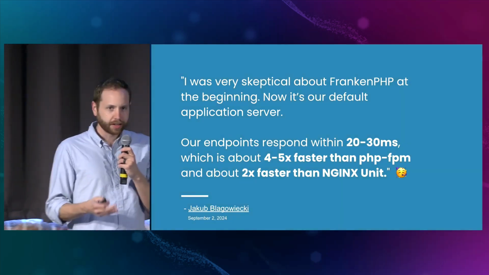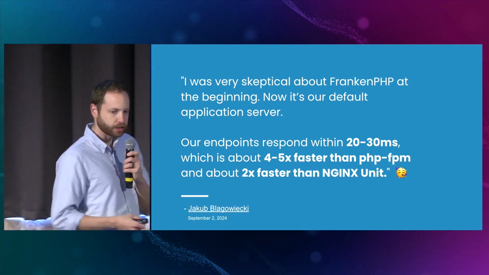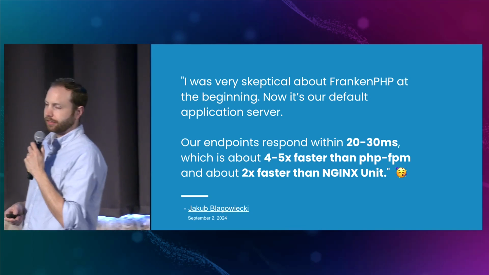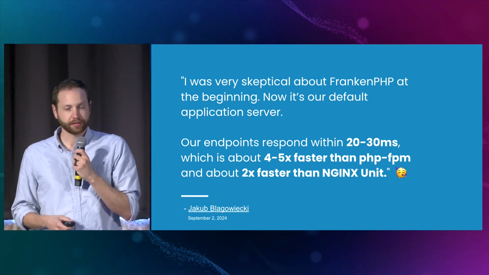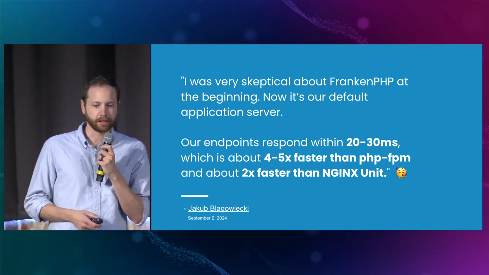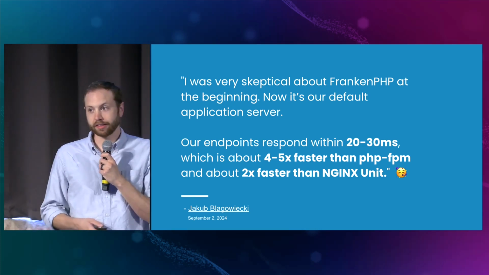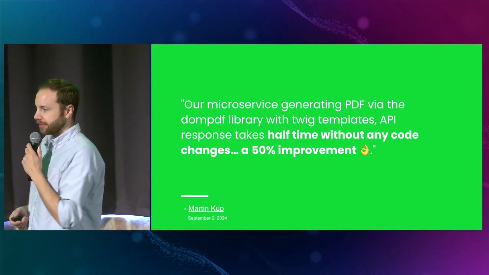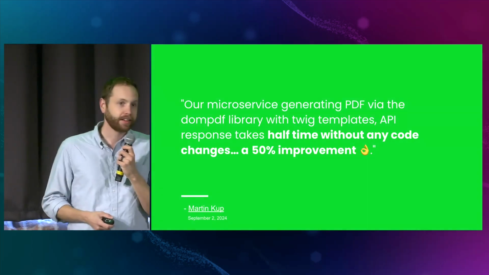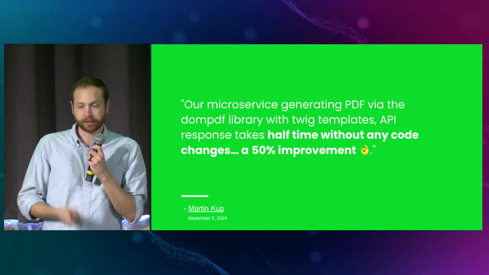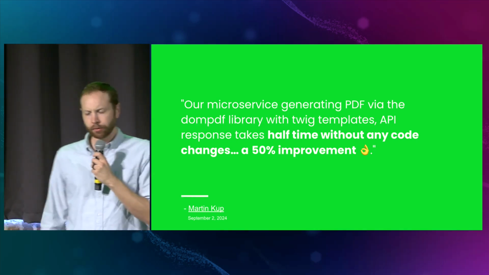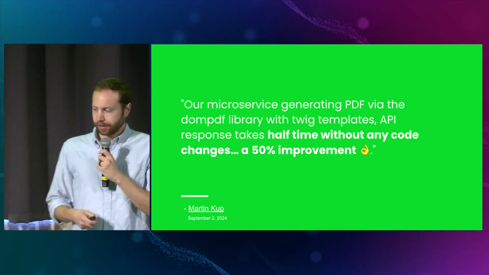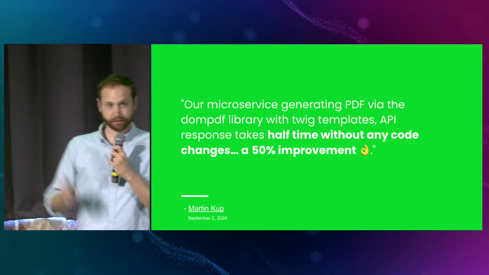And some people are starting to discover this. A few weeks ago, Jacob told me on Twitter that their sites are loading in under 30 milliseconds, which is 5 times faster than they were with PHP FPM, and twice as fast as they were with Nginx Unit. Another developer, Martin, says that they cut their load times in half just by switching to FrankenPHP. When I talk about FrankenPHP and Caddy in this talk, I'm using them interchangeably. But anyway, this is very impressive with no code changes.